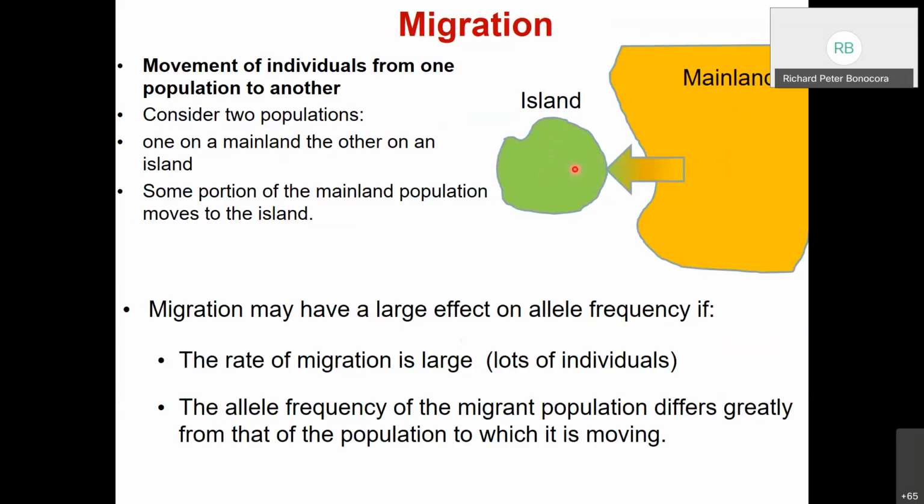Think of it the other way: if the allelic frequencies are exactly the same on the mainland and on the island, it doesn't matter how many move from the mainland. It's not going to alter the allelic frequencies. There has to be some sort of difference, and the greater that difference between the allelic frequencies, the greater the effect migration will have.